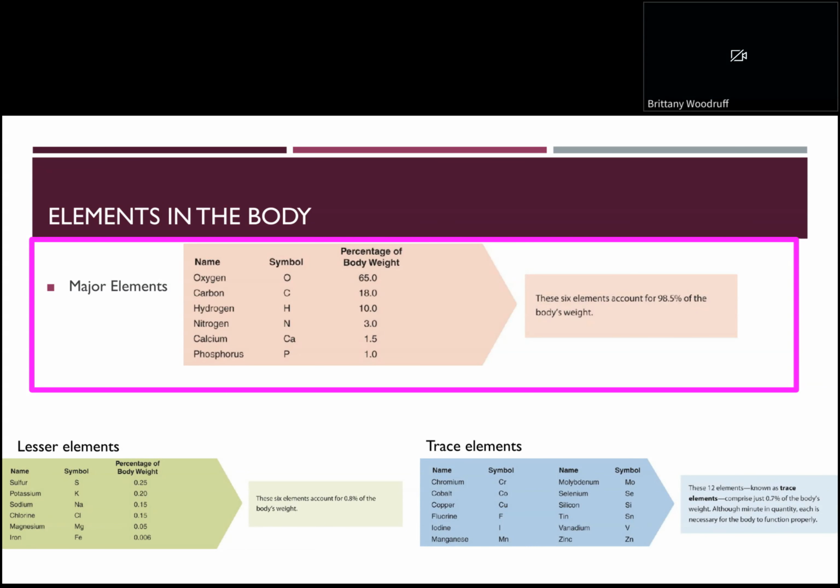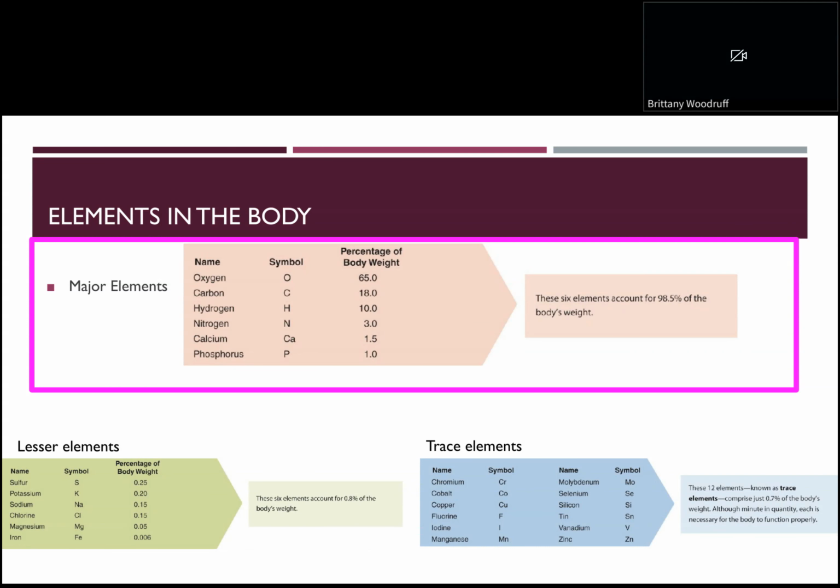Just know their abbreviations. The first one is oxygen. The abbreviation is just the first letter for the most part, so oxygen's abbreviation is O. Carbon's abbreviation is C. The abbreviation for hydrogen is H. Nitrogen's abbreviation is N. Now calcium. C was already taken, so they put Ca. Phosphorus, P.